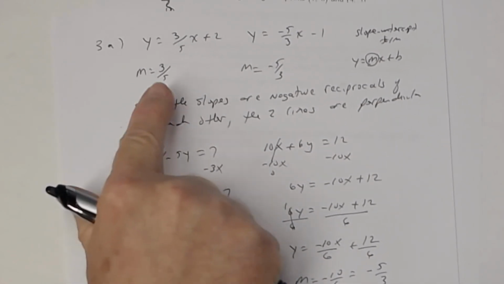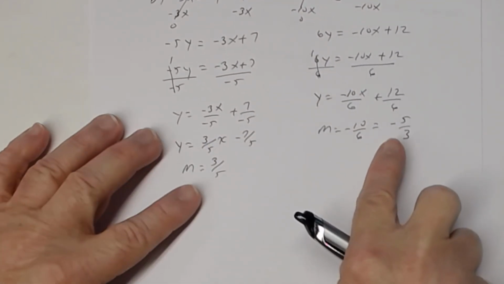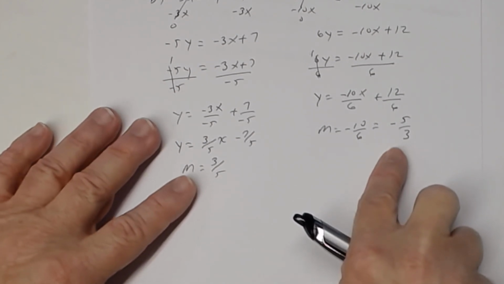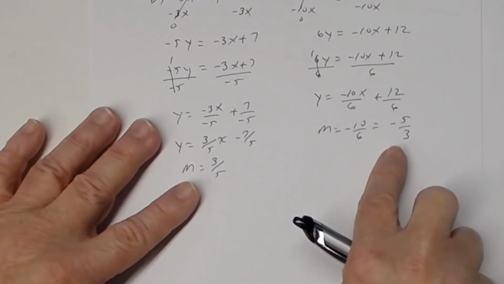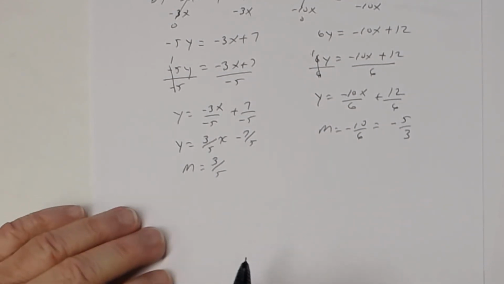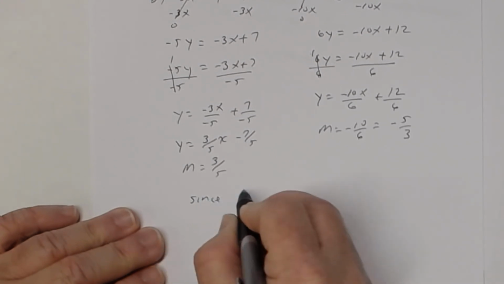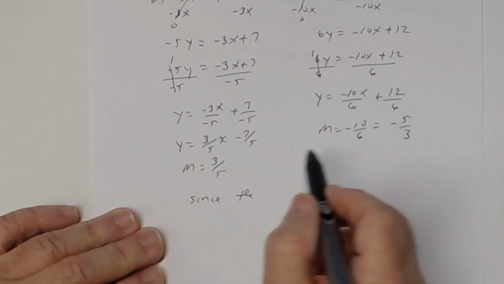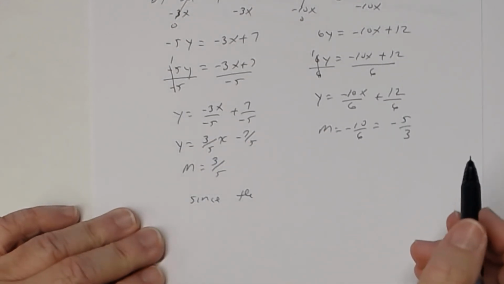And I did not mean it to be the same as these, but you know, that's okay. And now we'll notice that in this case, the slopes are negative reciprocals of each other. They're not equal, so they're not parallel, but they are negative reciprocals of each other. So you're going to say the two lines are perpendicular. So since the slopes, but you have to find the slopes. So I had to see that this slope was 3/5 and this slope was negative 5/3.